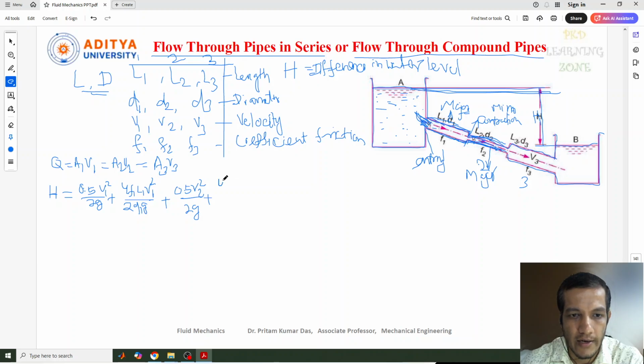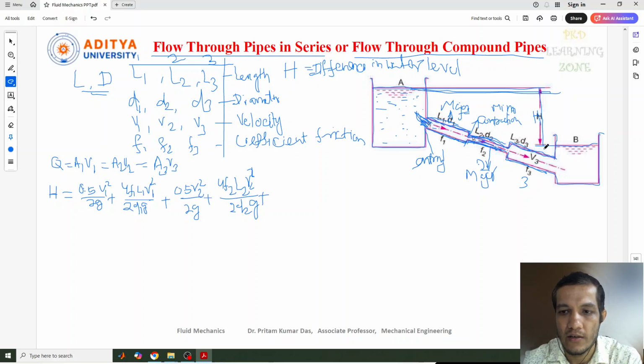So this one we can write again the same thing, like 4F2 L2 V2 square by 2 D2 G, again plus. Now again see, this pipe was there, now again suddenly it expanded. So expansion happened in the pipe. Okay. So there again we can write the equation.